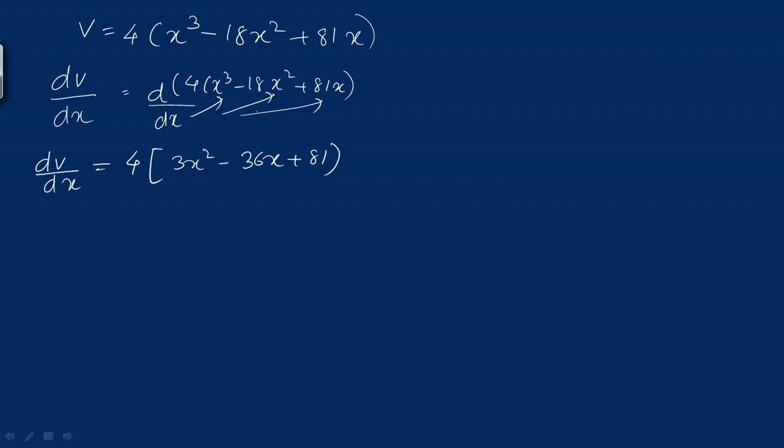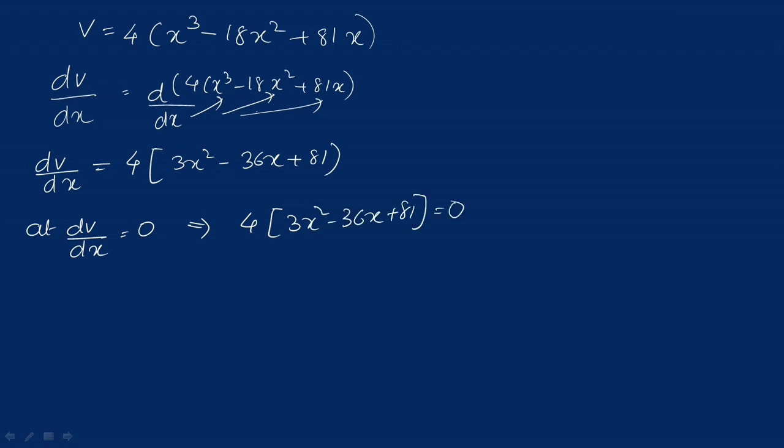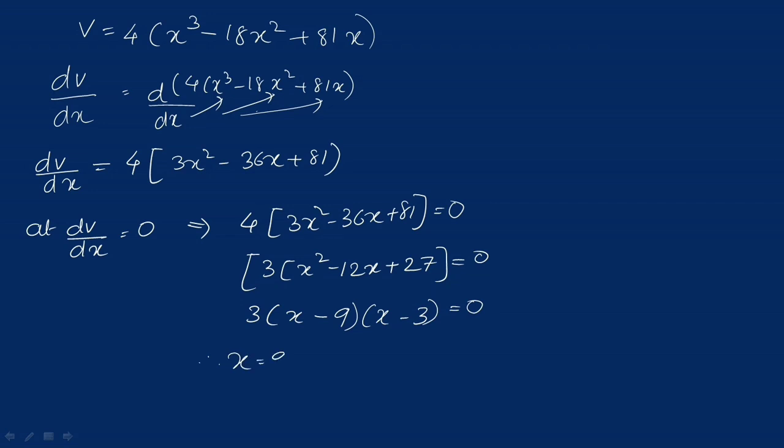So dV by dx is equal to 4 into (3x square minus 36x plus 81). At dV by dx equal to 0, we have 4 into (3x square minus 36x plus 81) equal to 0. The 4 drops out, so we have 3x square minus 36x plus 81. 3 is taken outside, so 3 into (x square minus 12x plus 27) is equal to 0. That is a quadratic equation, which factors as 3 into (x minus 9) into (x minus 3) equal to 0. So x is equal to 9 and x is equal to 3.